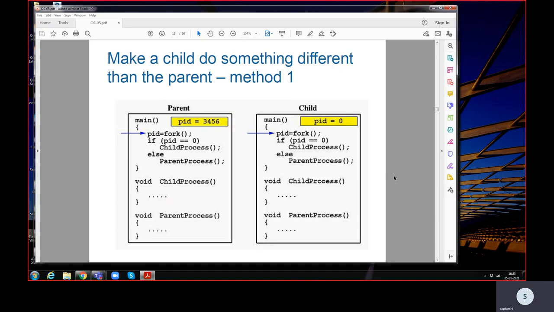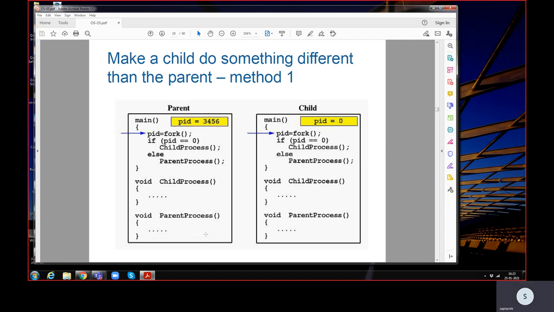Now, you might think, what is the use at all, right? I create a new process, but I cannot make it do anything new. It will do the same thing as the parent. Truly, that's not a very practical approach. Therefore, Linux or Unix gives us at least two ways to make a child do something different than the parent. Let us discuss those two ways.